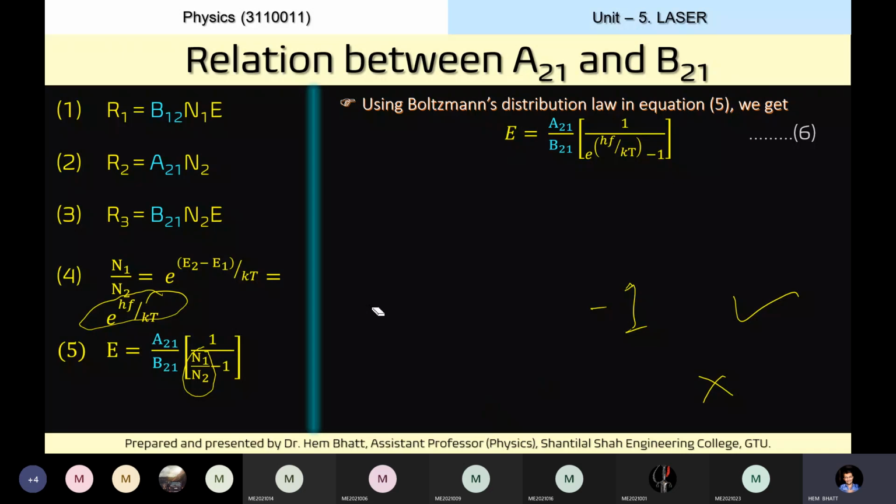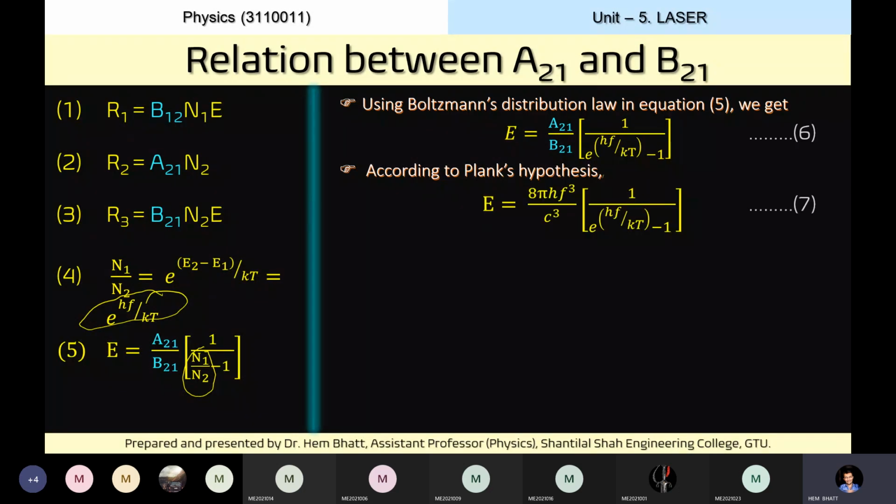Fine. Now there is one more step which you will have to cram, you will have to remember. According to Planck's hypothesis, if you take energy, energy can be given as 8 pi hf cube by c cube, 1 upon e raised to hf by kt minus 1. As I said, you will have to remember this, you will have to accept it. Now compare 6 and 7. 6 અને 7 ની સરખામણી કરો તો શું મળે?